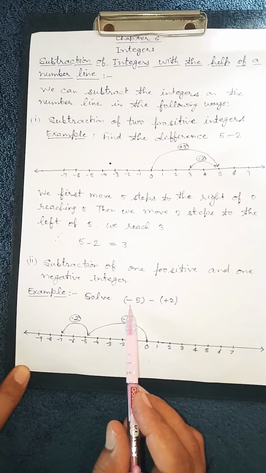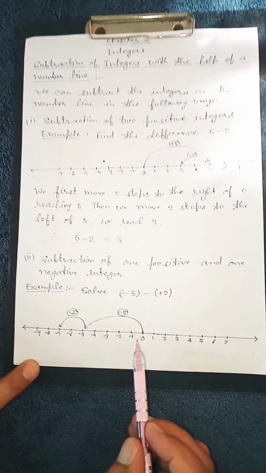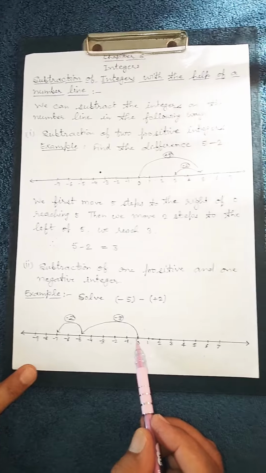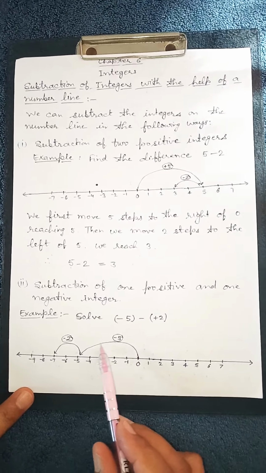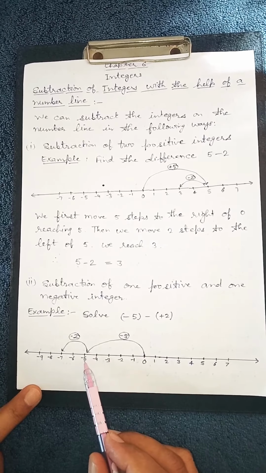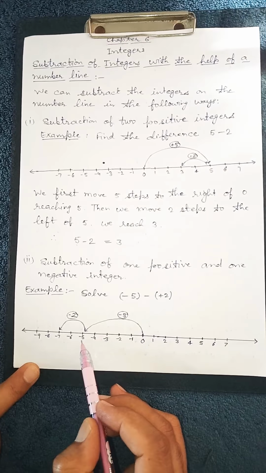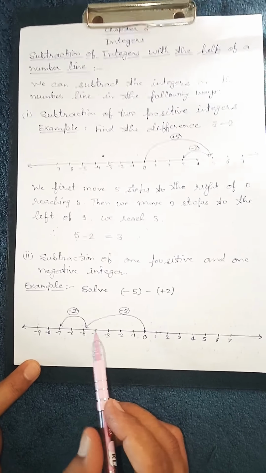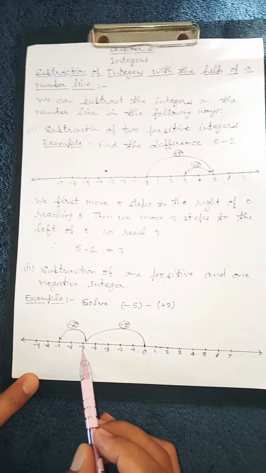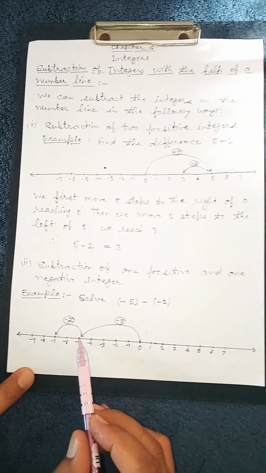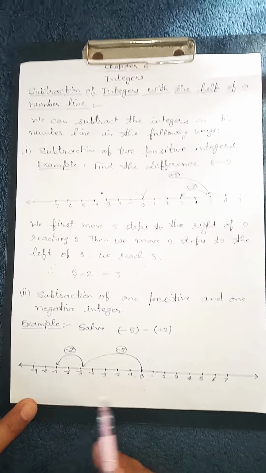Here first integer is minus 5. So first of all, we will move 5 steps to the left of 0. We reach minus 5. After reaching minus 5, we move 2 more steps to the left of minus 5. In this way, we reach minus 7.